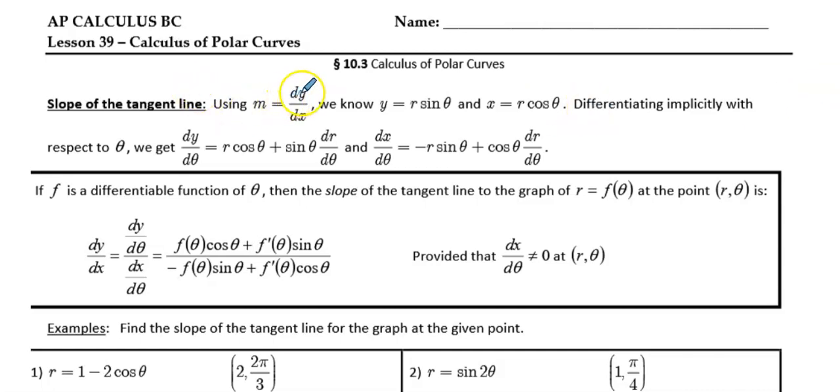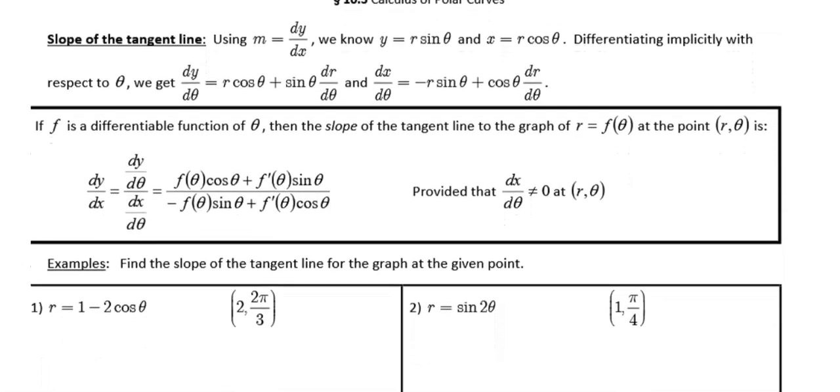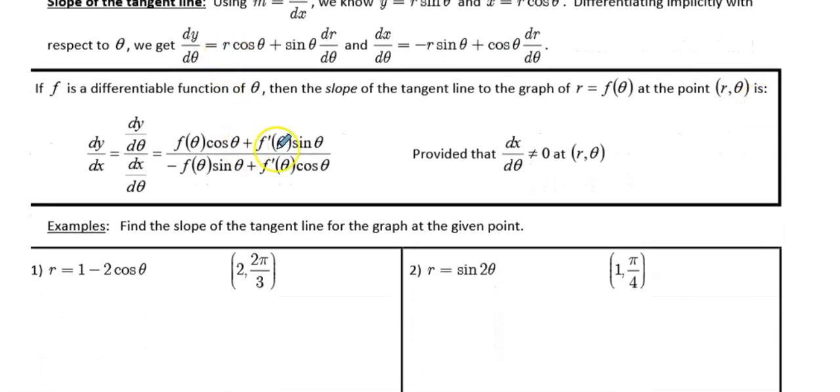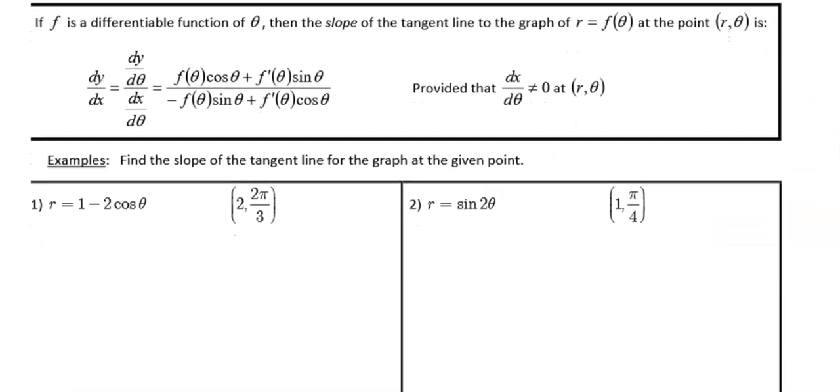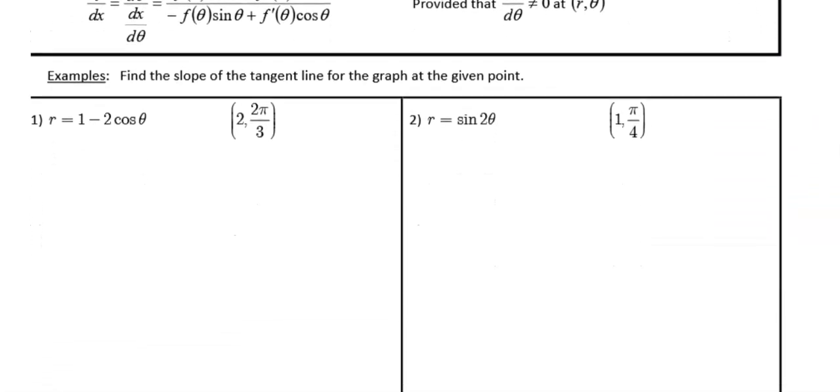So remember that the derivative is the change in y with respect to x, but we're given functions for polars where y is equal to r sine of theta and x is equal to r cosine of theta. A couple of things you can do here to find these derivatives is memorize this formula, or do the method that I think is a little bit easier, and what I'm going to show you guys today in the video.